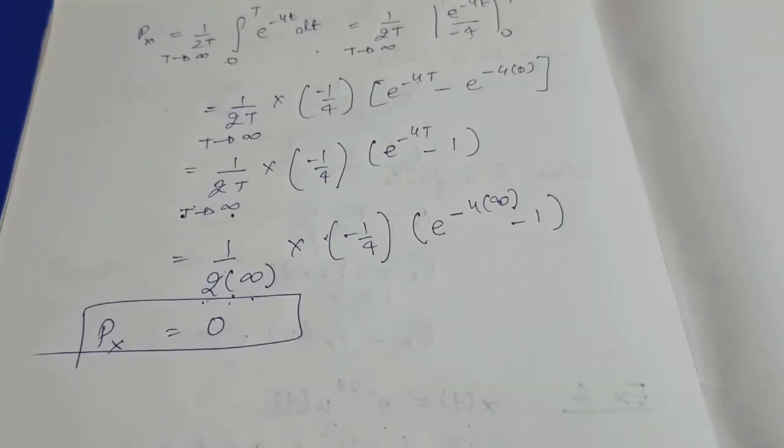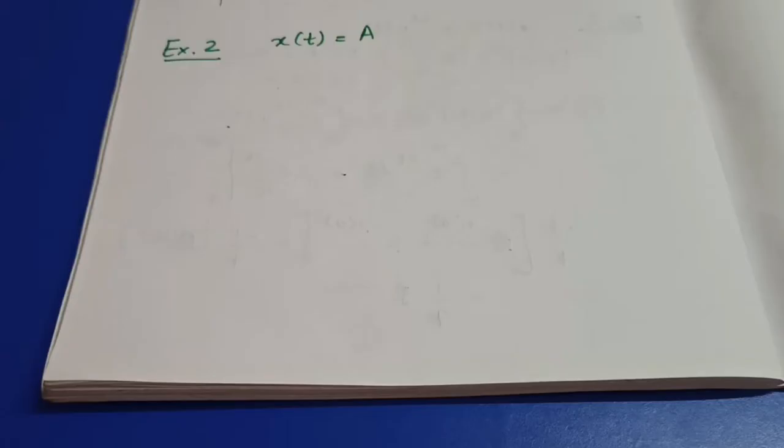Now let's discuss one more example. So here x of t is A. A is generally a DC signal, right? The value of A can be 1, 2, 3, 4 and so on. Any value. So it is a DC signal, right? Now let's calculate both power and energy of the signal and let's see the results.